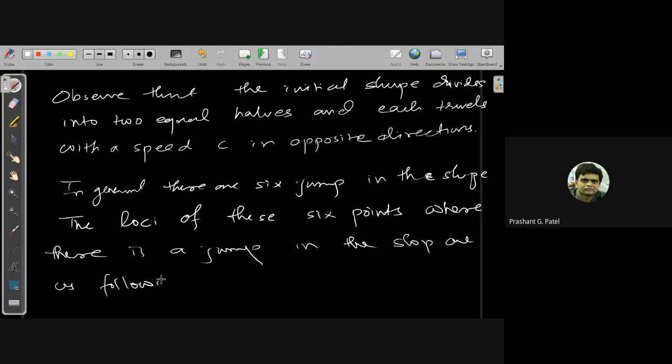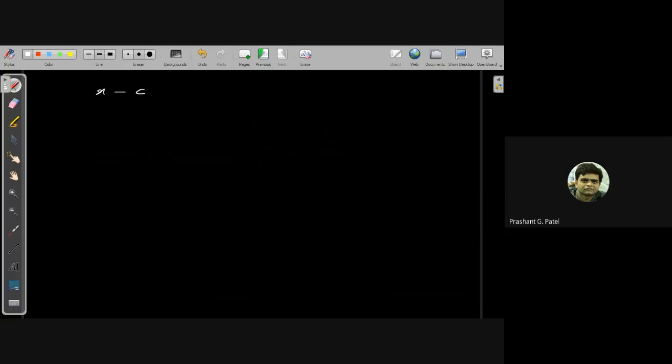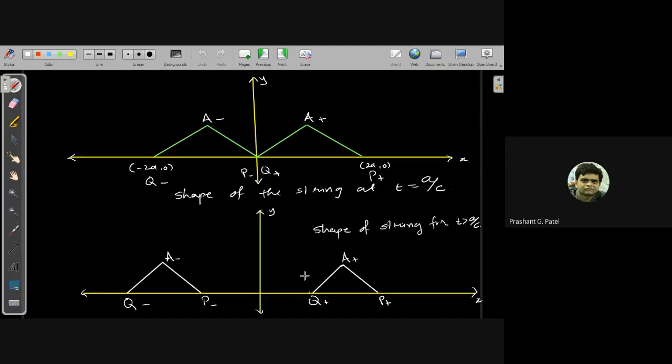So let us see what those points are. Just observe that x minus ct is a, that is the locus of p plus, that is here. We'll start with this. This is the point p plus, that is x minus ct is a. Then at a plus, then at q plus, then it will change to p minus, then a minus, and then q minus. So at these 6 places the slope will change.